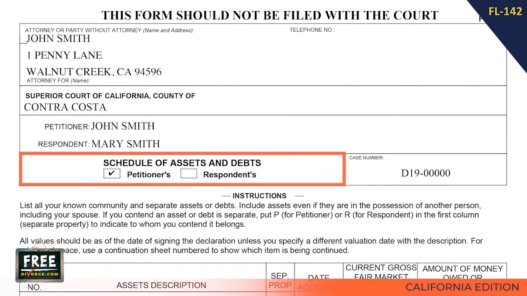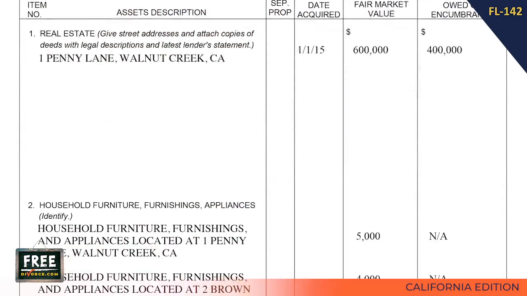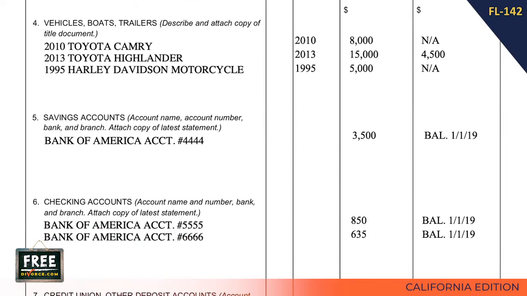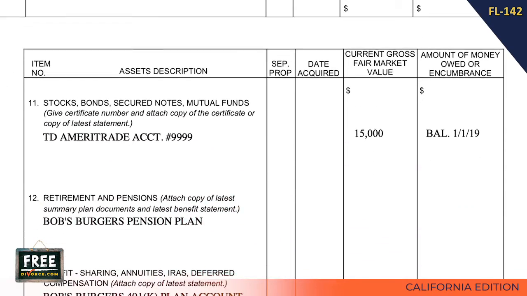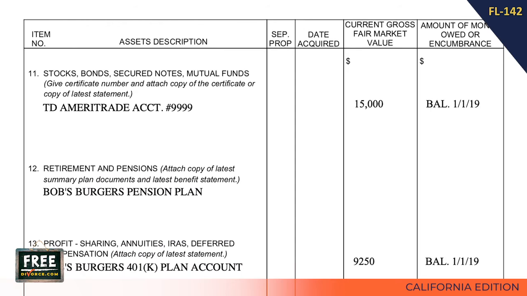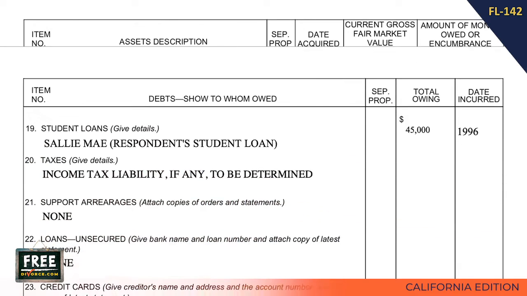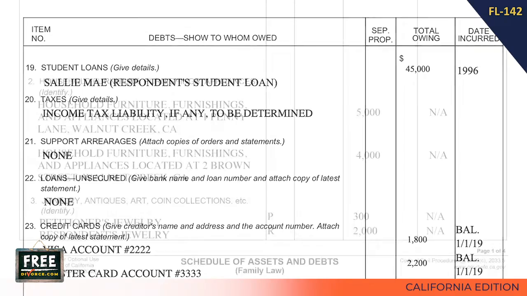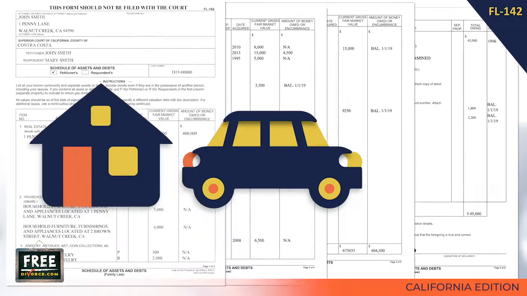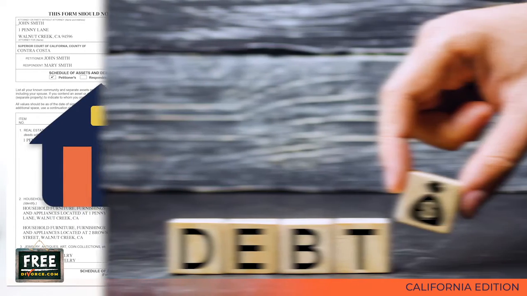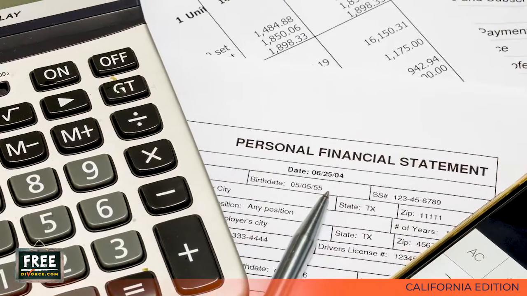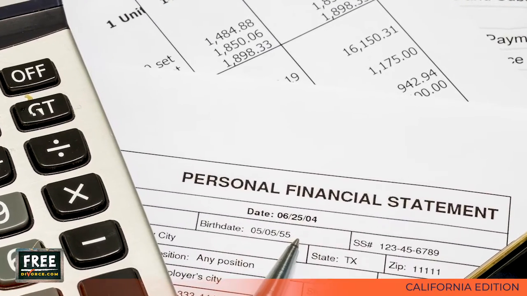This is a 4-page form on which you will list all assets and all debts. You have to indicate the value of each asset and how much is owed on each debt. You also indicate whether the asset or debt is community property or separate property. Here's what makes this form take a while to complete. Every entry you make on that form for an asset like a house, car, bank account, or for a debt like a credit card or a student loan must be supported by a piece of paper. So you have to dig out statements to attach to it.